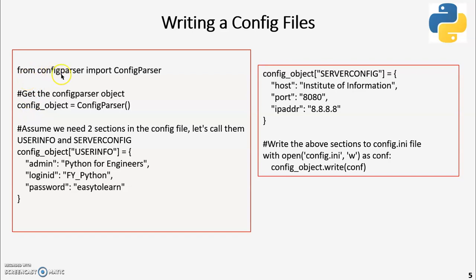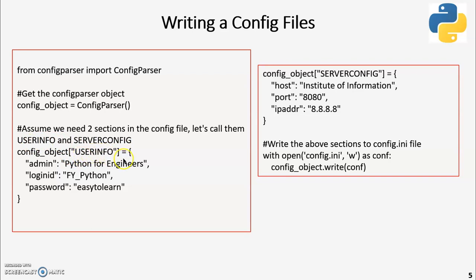Let's say from configparser, I want to import ConfigParser over here, and with that I want to initialize. I get a config object from the ConfigParser. Now let's assume that you have two sections in the config file. Let me call them user info and server configuration. So for this config object, in the square brackets, I write it down as user info.